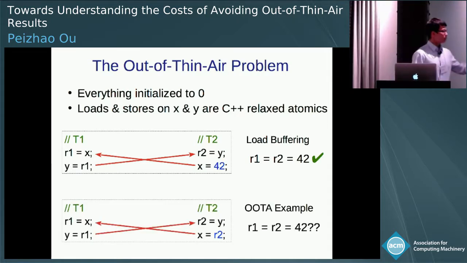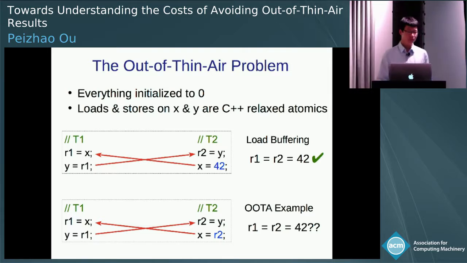Now, on the bottom, we have a second example, which is the canonical out-of-thin-air example. So here, compared to the first one, the main difference is that in thread 2, we store R2 to X instead of an explicit value 42. So in this example, both stores depend on the previous load.